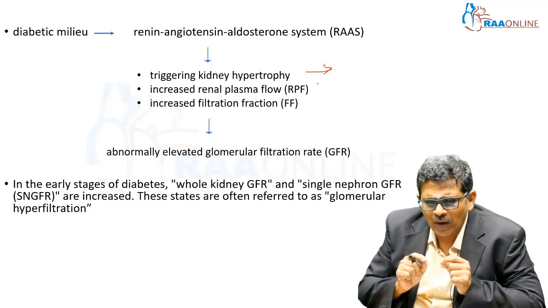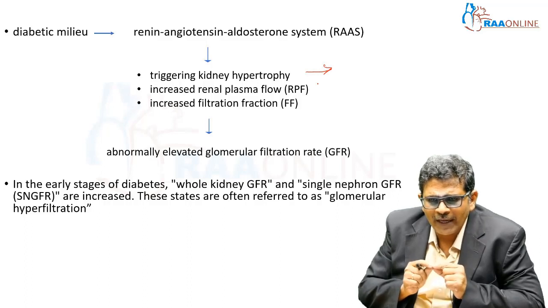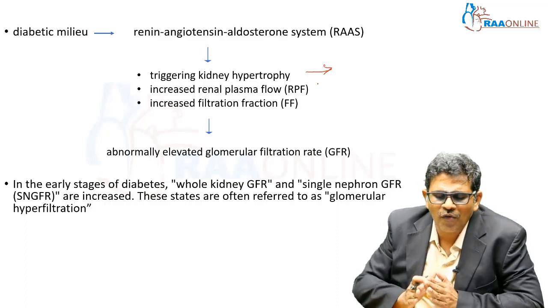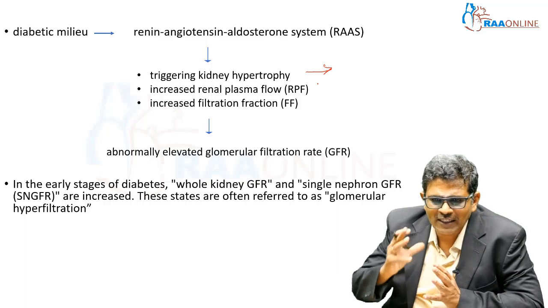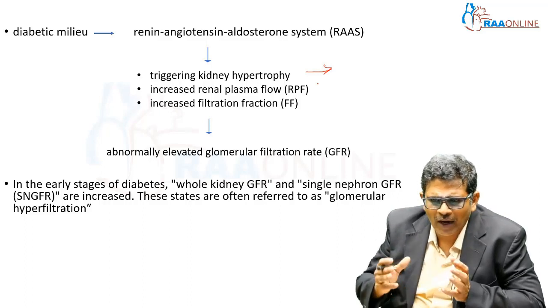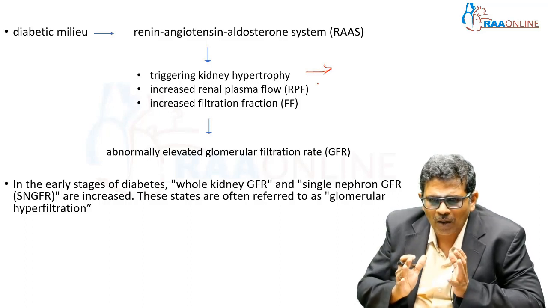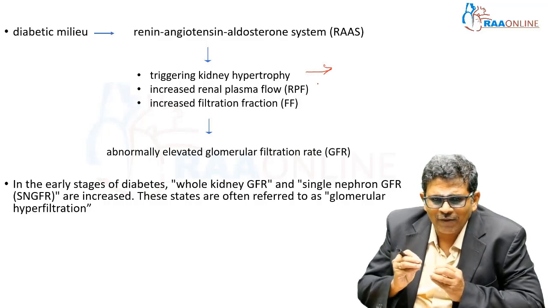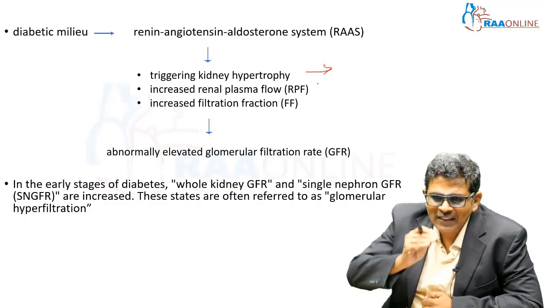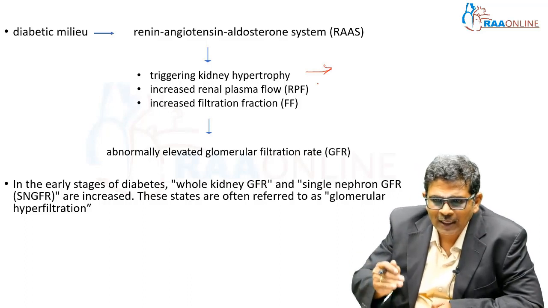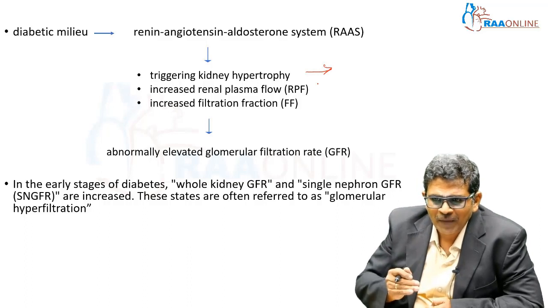Just remember one small concept. What is meant by whole kidney GFR and single nephron GFR? The whole kidney GFR is the summation of all the single nephron GFRs present in both kidneys. Where these two terms differ is that the single nephron GFR is unaltered by the age of the patient, whereas the whole kidney GFR slightly declines as the patient ages. So with advancing age, the whole kidney GFR declines, whereas the single nephron GFR remains the same. Understand this concept.